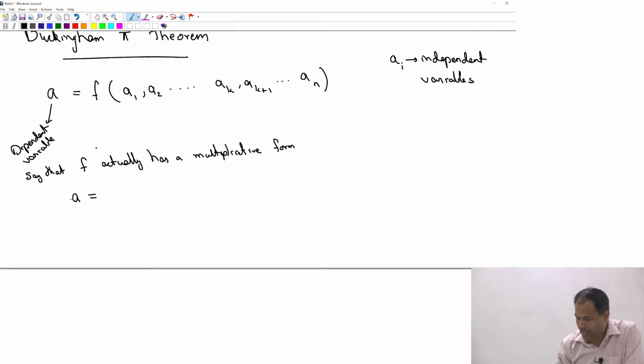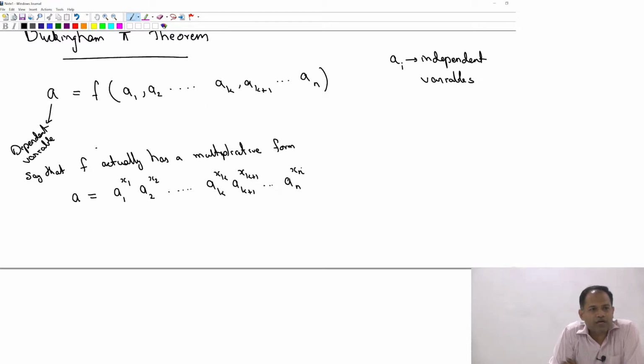I'm saying that, let's say a be given by a1 to the power of x1, a2 to the power of x2 and so on, ak to the power of xk, ak plus 1 to the power of xk plus 1, etc. an to the power of xn. So each of them are raised to some powers and then multiplied, and let's say that is the functional form this particular dependent variable has on the independent variables.